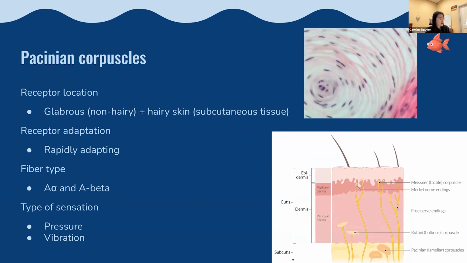First, Pacinian corpuscles. It's located in both non-hairy and hairy parts of the skin in the subcutaneous tissue. It adapts really quickly. The fiber types include A alpha and A beta, therefore fast. And the type of sensation is pressure and vibration. And we can see them right here.